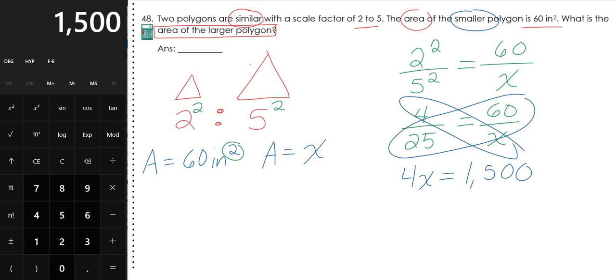Divide both sides by 4. X equals 375. And remember, that's area. So it's 375 inches squared for the polygon. I don't really know anything about this polygon, but I was still able to figure out that the area was 375 by using the appropriate scale factor for area. So my final answer, go ahead and write it in, 375 inches squared. Okay, let's keep going.